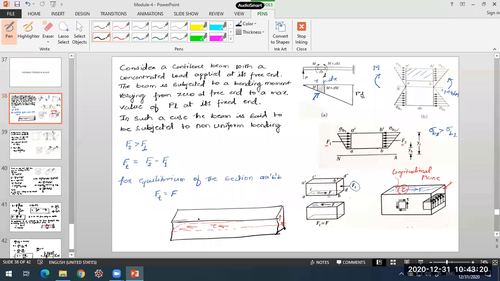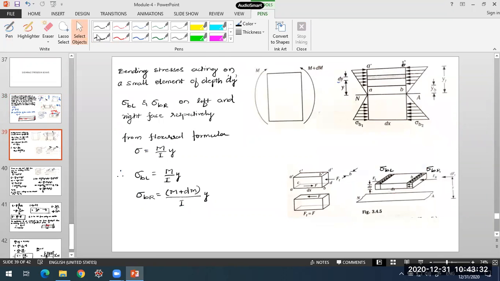Now I'm interested in knowing the expression that will tell me the magnitude of these shearing stresses. For that, this is the section of a beam which is considered here, subjected to moments M and M plus dM on its two faces, left and right. Due to this, there will be a bending stress distribution, something like this. In this section, we took a small element of depth dy, and a small portion dx in the span of the beam, and this dx has been taken out.